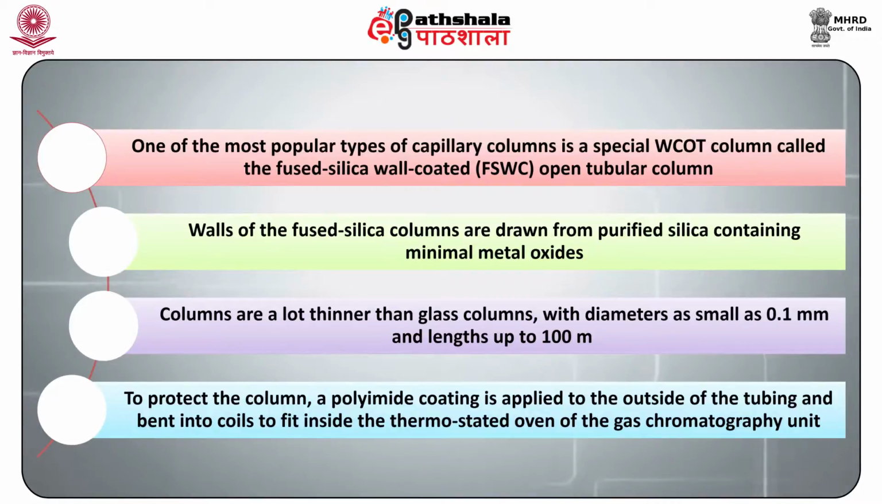One of the most popular types of capillary column is the special WCOT column called the fused silica wall coated open tubular column. The walls of the fused silica columns are drawn from purified silica containing minimal metal oxides. These columns are a lot thinner than the glass columns, with diameters as small as 0.1 mm and lengths up to 100 meters. To protect the column, a polyimide coating is applied to the outside of the tubing, and it is bent into coils to fit inside the thermostated oven of the gas chromatography unit.